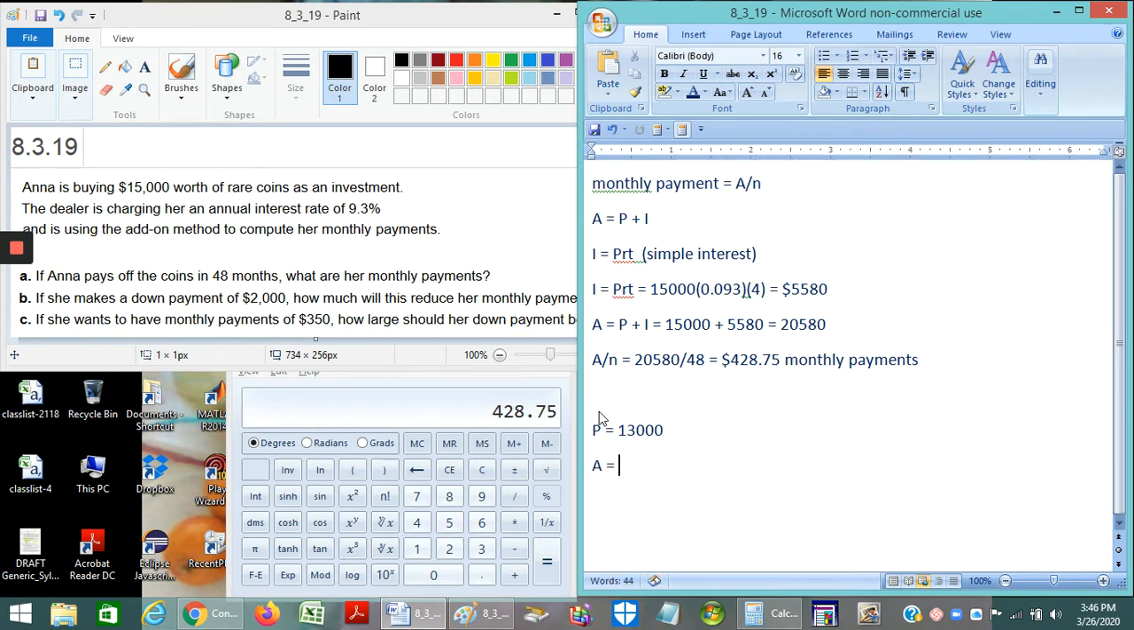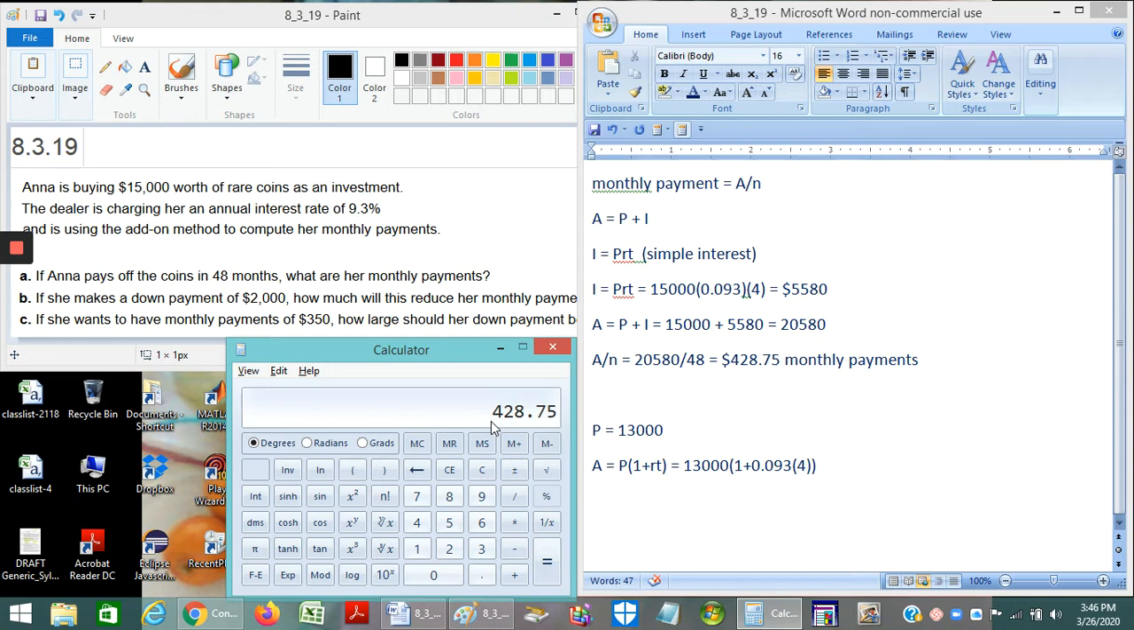Another version of A is P times (1 plus RT). That's the future amount, right? So we'll use this version to use the 13,000. The 1 plus RT above is the 1 plus 0.093, and t was 4, right? So 1 plus 0.093 times 4. So if we take that into the calculator, we put in 0.093 multiplied times 4, hit enter, and then add 1, hit enter.